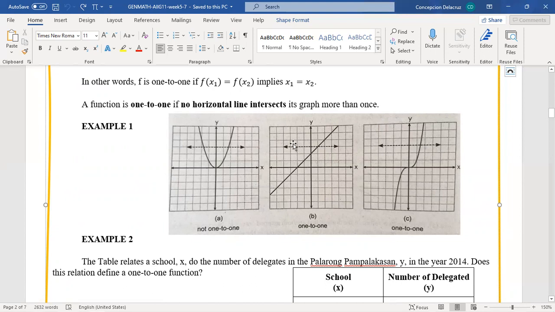In B, look at this one. It intersects only once with this line. So that is a one-to-one function. And also this one, letter C, it intersects only once and it is one-to-one.